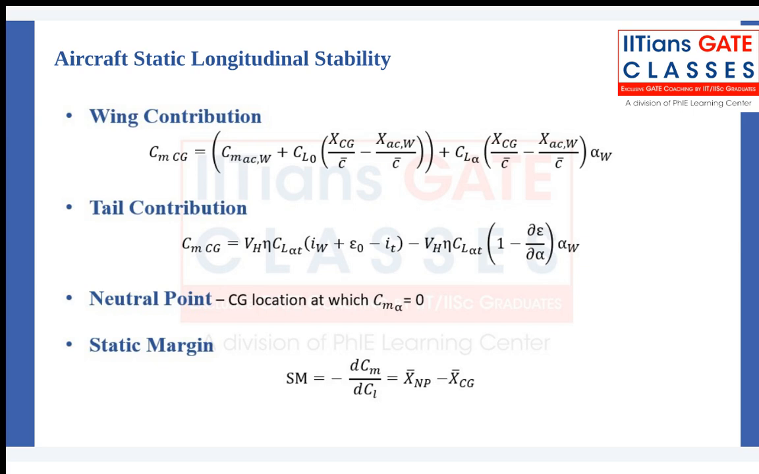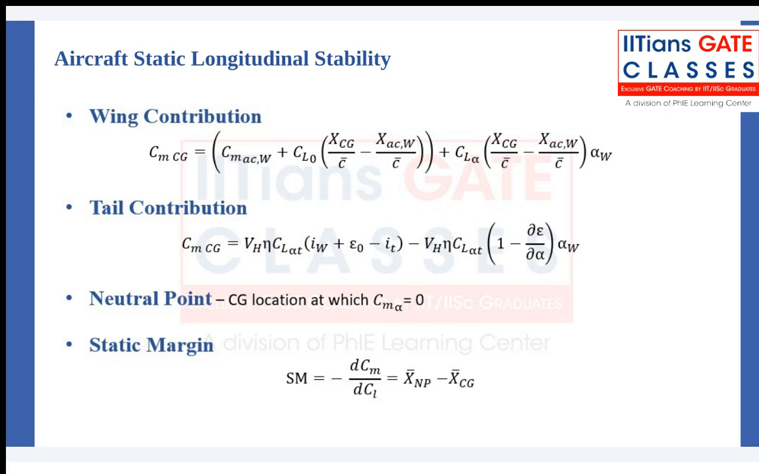Okay. So now let's jump into the actual equations that are going to be used for longitudinal stability. I had planned on deriving these, but I'm not sure if I have time for that. So we'll just look at the equations today and then we'll derive them completely, so that no matter what system is given to you, you will be able to come up with the equations and do the analysis. So let's just familiarize ourselves with these terms for today. The first term, CMCG, is the pitching moment at the CG.